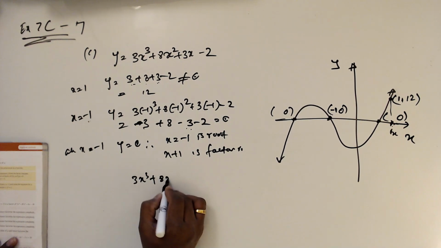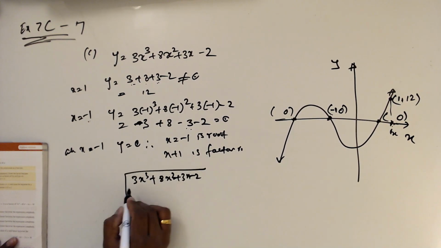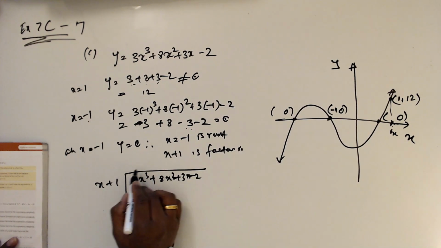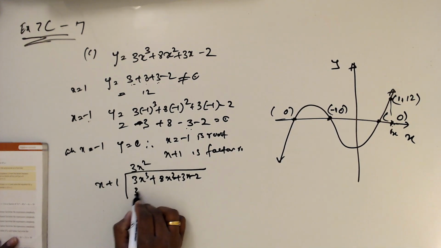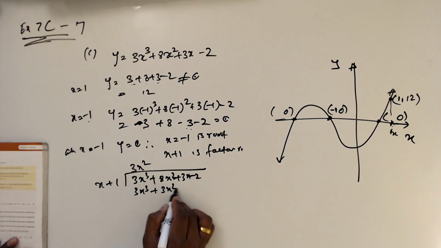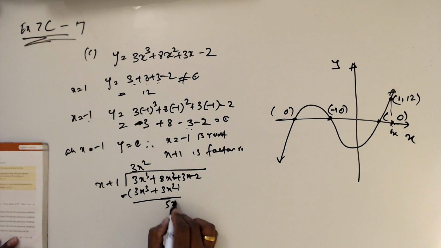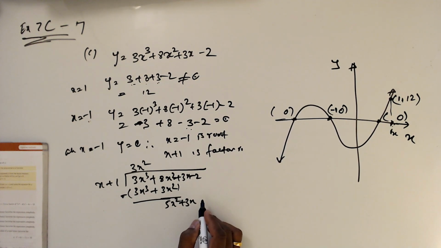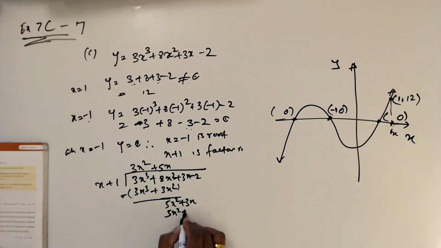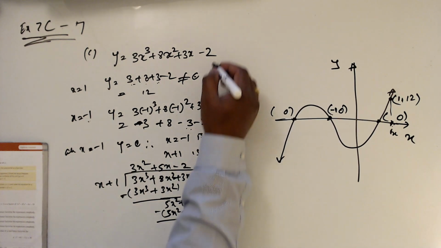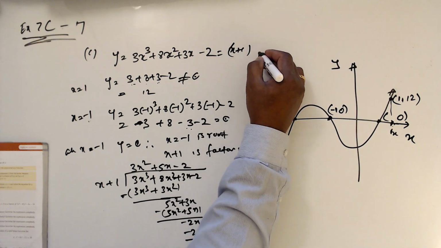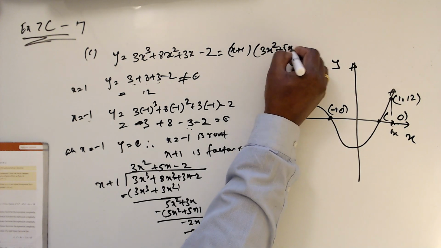So 3x cubed plus 8x squared plus 3x minus 2 divided by x plus 1. This is going to be 3x squared. This is 3x cubed plus 3x squared, when you subtract, this is going to be 5x squared plus 3x. Then this is going to be plus 5x. Then 5x squared plus 5x. Then I subtract, this is minus 2x minus 2. Then minus 2x minus 2. Then this is going to be 0. And I finally factorize this one: x plus 1 times 3x squared plus 5x minus 2.